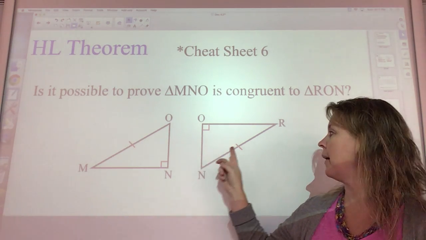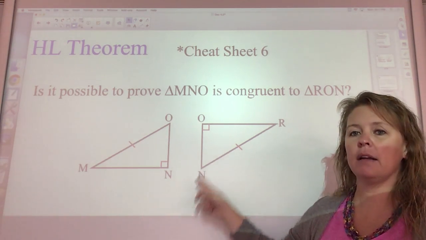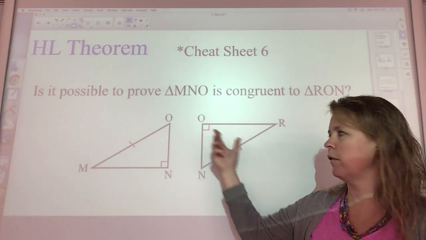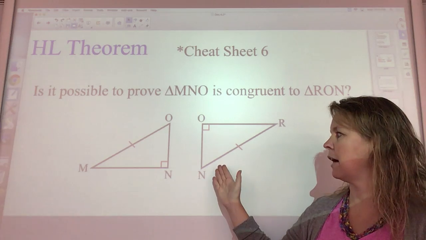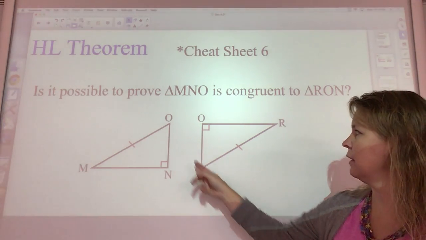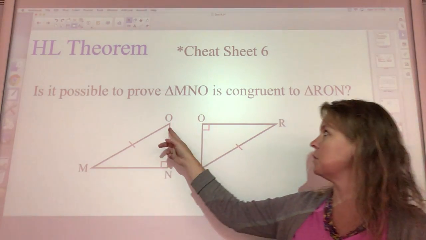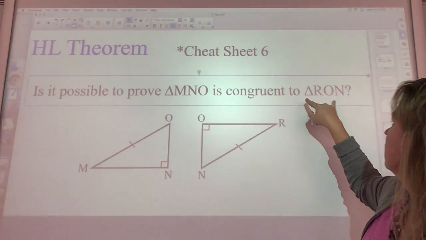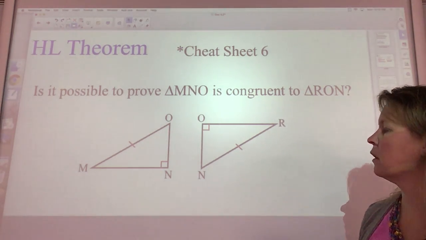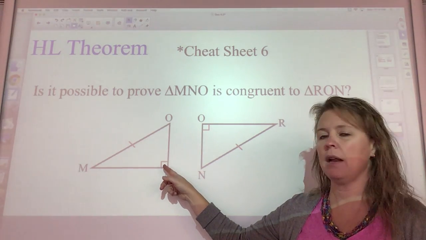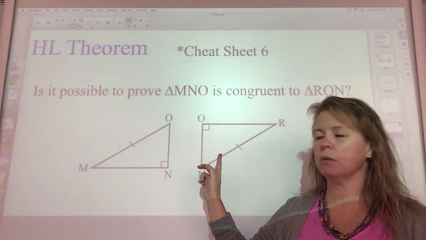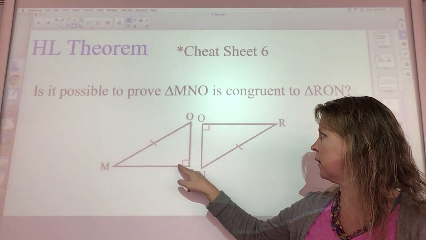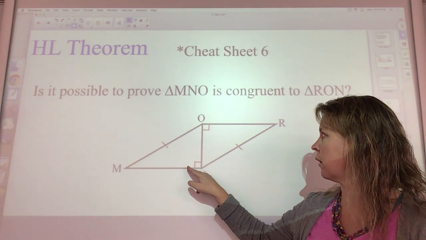Hypotenuse, reminder, the hypotenuse is always the long side, the diagonal side, the side across from the right angle, however you want to describe it, this is the hypotenuse. And RN is definitely the hypotenuse, and so is MO. Looks like they put it in the right order. MO, RN, correct order. So we have the right angle, we have the hypotenuse, but now we need a leg. Let me put it back to where it belongs. This is what your diagram looks like.